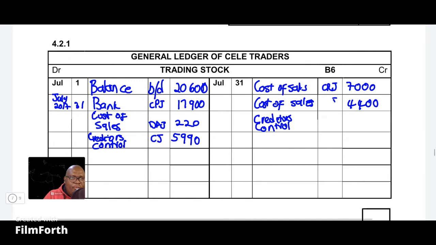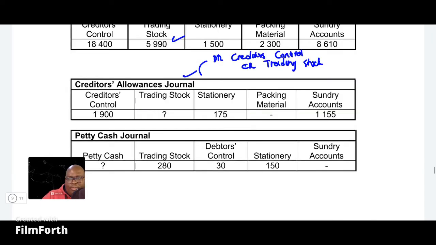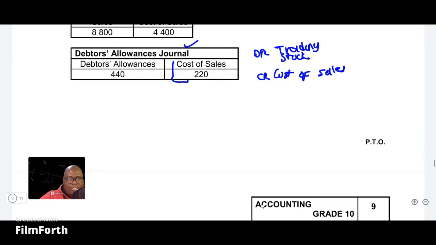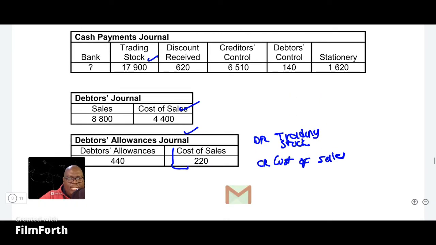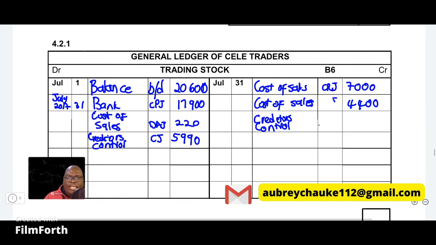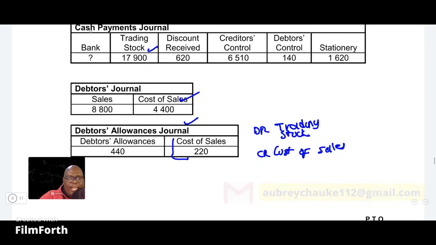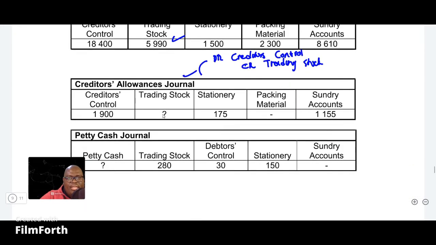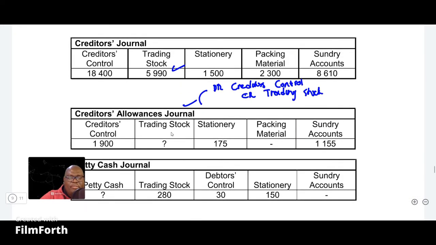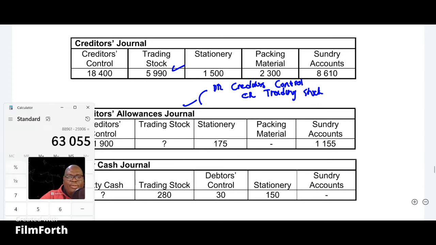Let's maybe confirm that particular amount, 4,400. Okay, it's from the debtors journal, so we'll just write debtors journal there. DJ, remember we sold things on credit, and then here it was supposed to be creditors control, and then CAJ, right? And then the next amount that we have there, I think we were dealing with this, so we need to be able to get that particular amount. So let's try and calculate it.